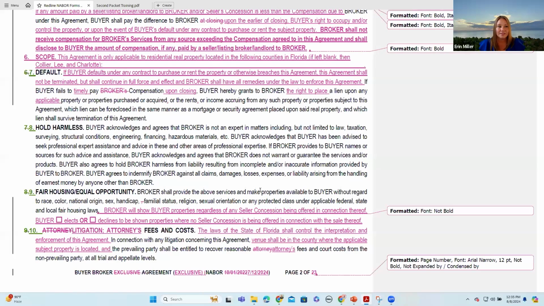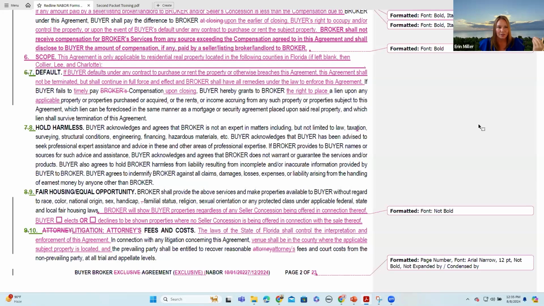If the buyer fails to timely pay compensation upon closing, buyer hereby grants the broker the right to place a lien upon any applicable property or properties purchased or acquired, or the rent income accrued from any property subject to this agreement, which lien can be foreclosed in the same manner as a mortgage or security instrument placed upon the real property, and which lien shall survive termination of this agreement. So we all know under Chapter 475, a broker cannot place a lien on a customer's property for compensation unless the consumer agrees to it in writing.